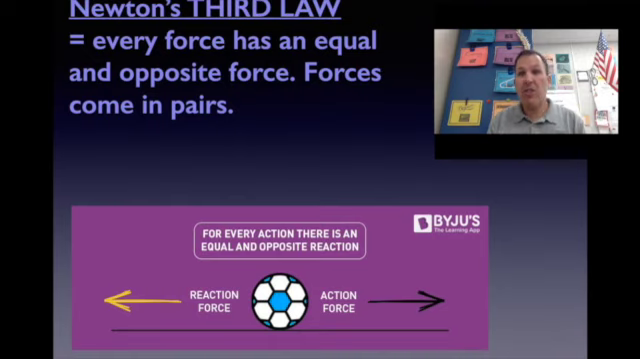Okay, Newton's third law. Again, pause, process. Think about the first and the second law. Okay. Third law, ready? Every force has an equal and opposite force, or every action has an equal and opposite reaction. Forces come in pairs. Remember, we've talked about this in class.